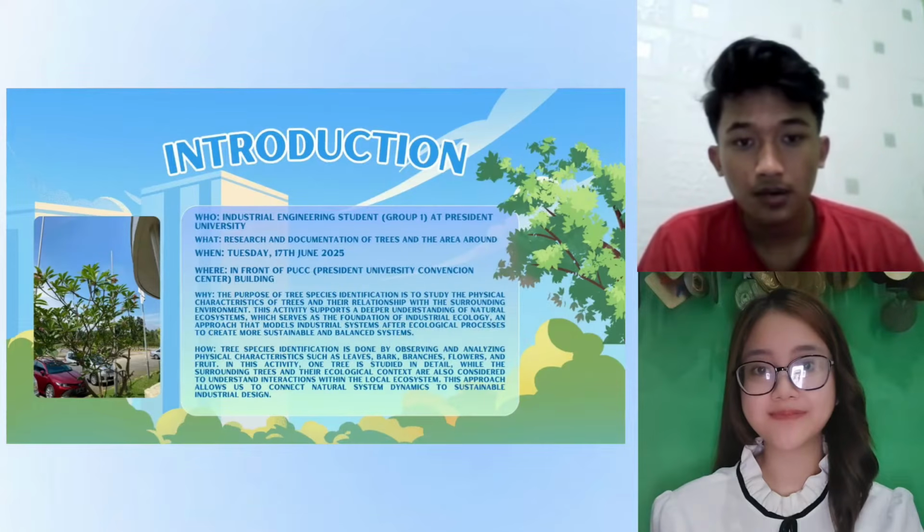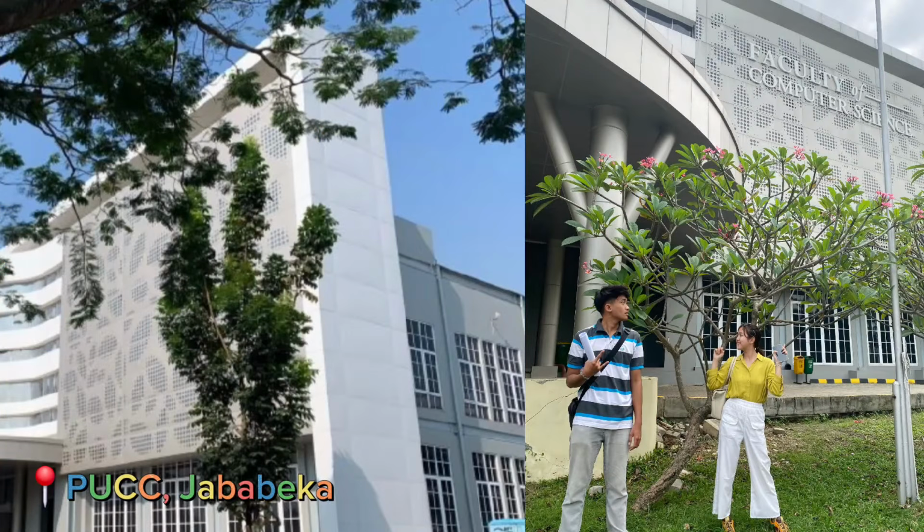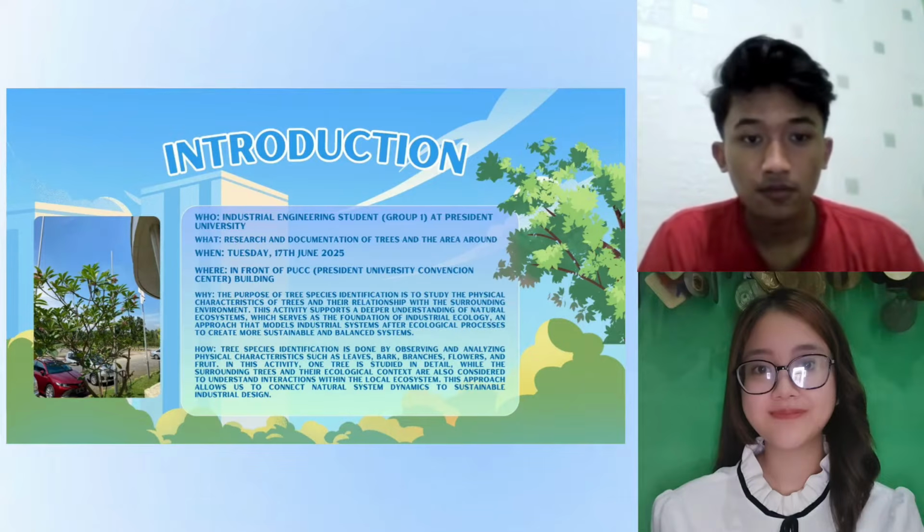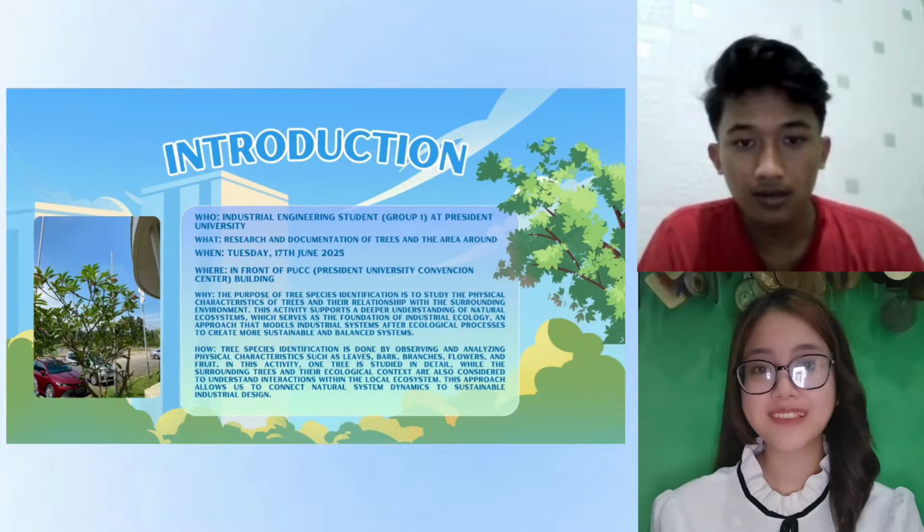For this project, we conducted a tree observation in front of the President University Convention Center on Tuesday, 17 June 2025. The main goal was to identify the tree species and understand their characteristics and ecological relationships. By connecting this understanding to industrial ecology, we aim to learn how ecosystems can inspire more sustainable industrial systems. We observed one specific tree in detail while also considering its surroundings.